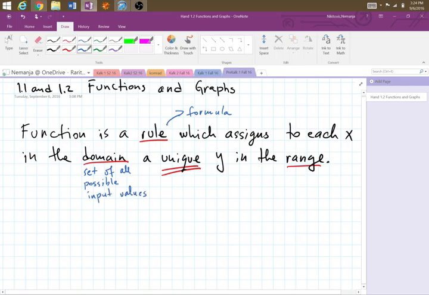And range is set of all possible output values. Well, no, it's just a set of all outputs. There's no reason for word possible. So set of all output values.